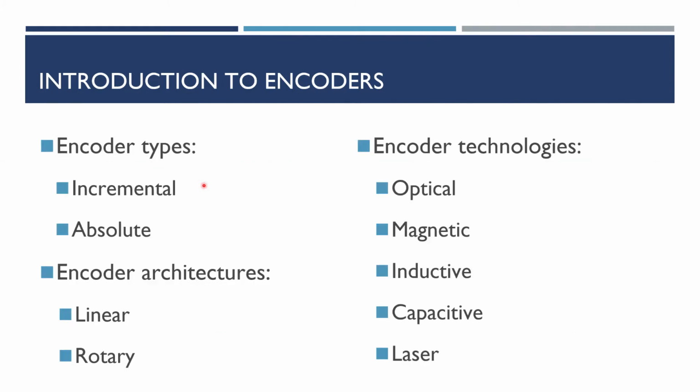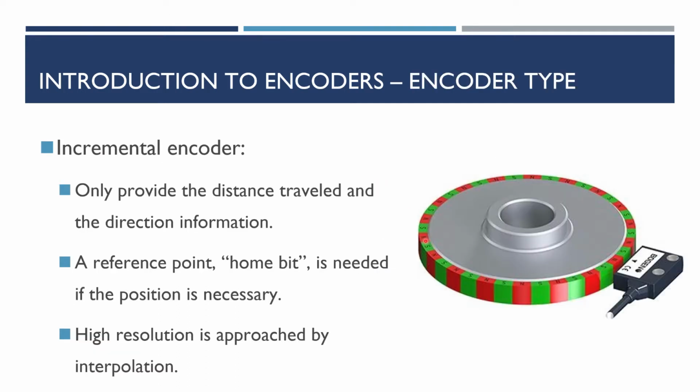There are several ways to classify an encoder. In terms of encoding method, there are incremental type and absolute type. And in terms of architecture, there are linear and rotary. Several technologies can also be used to encode and decode, such as optical, magnetic, inductive, capacitive, and laser. The two most used encoder technologies are optical and magnetic, which will be compared later.